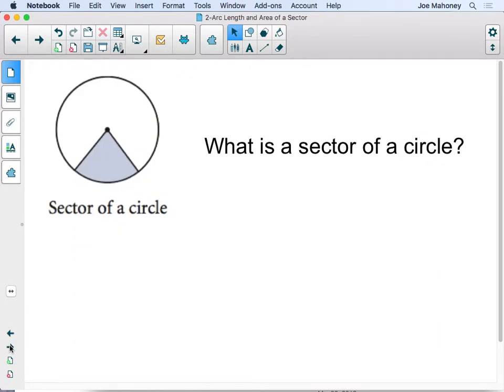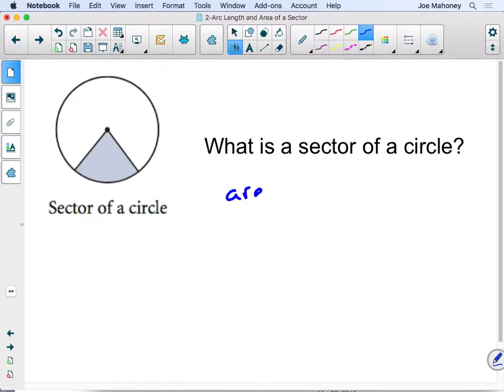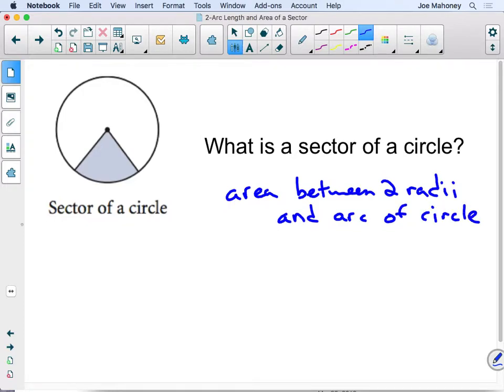But that slice of pie is important because it represents a sector of a circle. So pause the video for a moment. Look at that picture on the left. What's a sector? Thanks for coming back. A sector is an area, and it's the area between two radii and an arc of the circle. That's what a sector is. It's an area. It's a region.